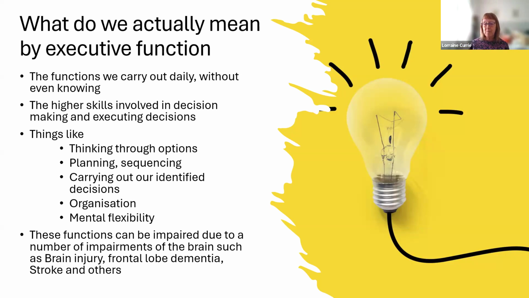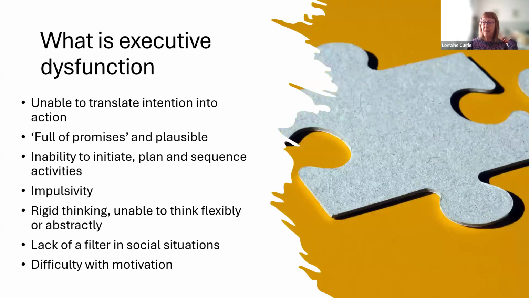But these functions can be impaired due to a number of things. We tend to think particularly of those that affect the frontal lobe, such as brain injury, frontal lobe dementia, and stroke. Those impairments can affect a person's ability to think, plan, sequence, carry out their decisions. So it's important because where those functions are impaired, we may find a person who can't translate their intention into action. They might be giving a good account, but they can't initiate that.